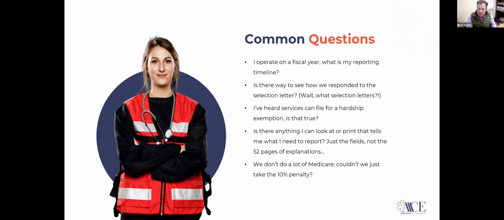Last question. We don't do a lot of Medicare. Couldn't we just take the 10% penalty? You can. We would encourage you not to, because the type of provider that would see taking a 10% cut as a tenable solution is probably the type of provider that we would love to have your data, because it would help us make the case that the industry is under reimbursed.